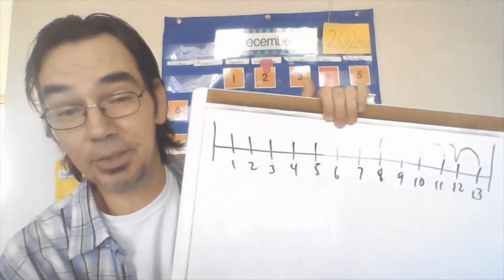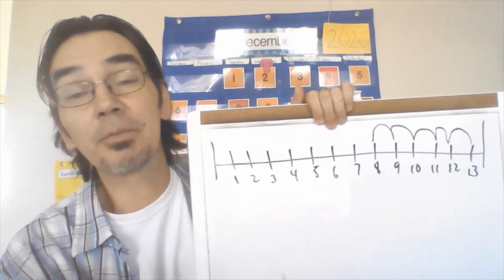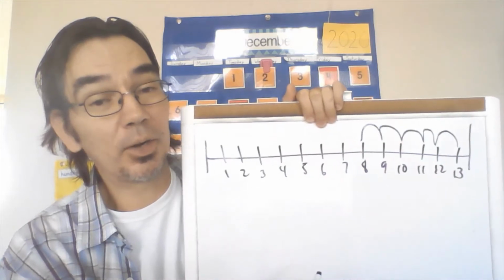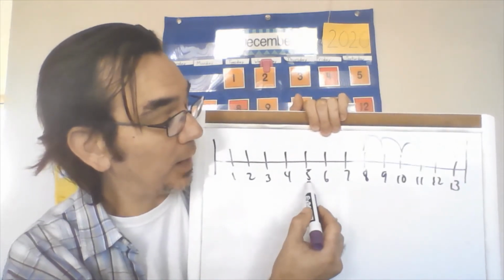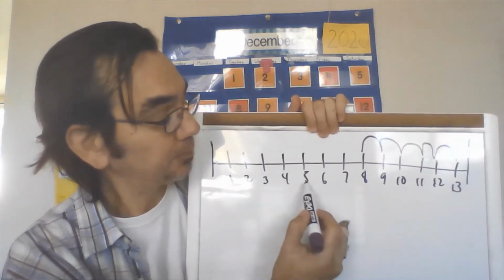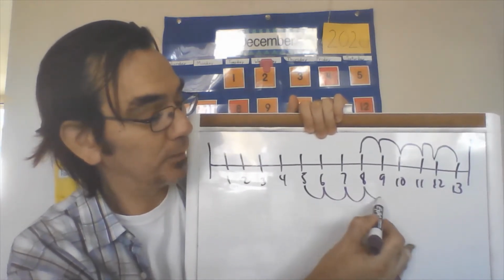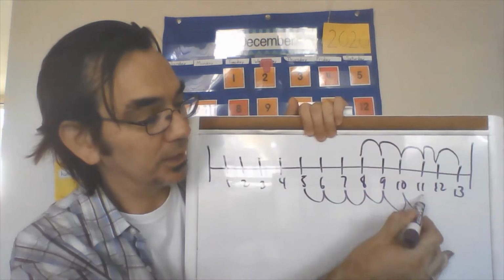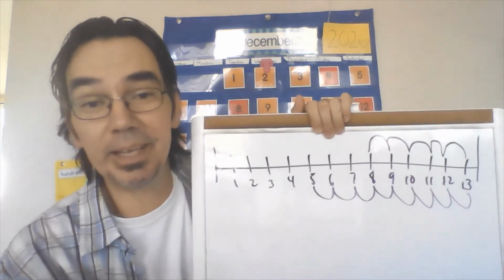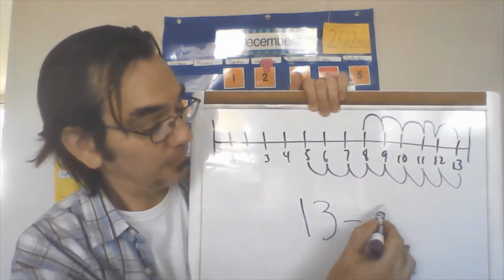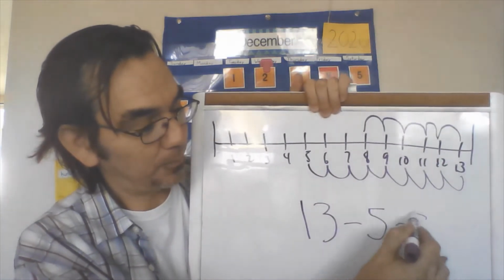I can try it the other way. You want to count on? Let's start at 5. Count on until we reach 13. And we're going to count how many jumps we did. So starting at 5, we're going to go all the way to 13. And we'll see how many hops it is. 1, 2, 3, 4, 5, 6, 7, 8 again. So we have 13 minus 5 equals 8.